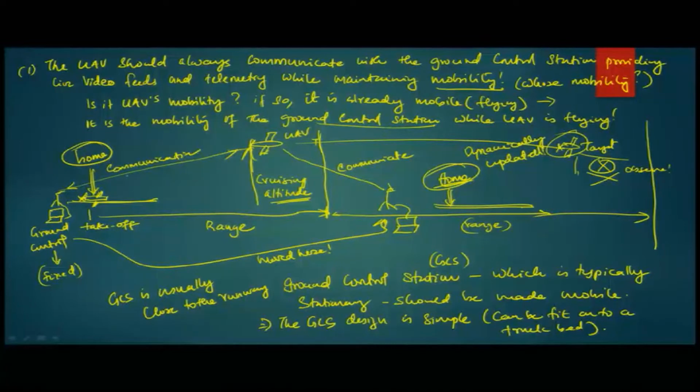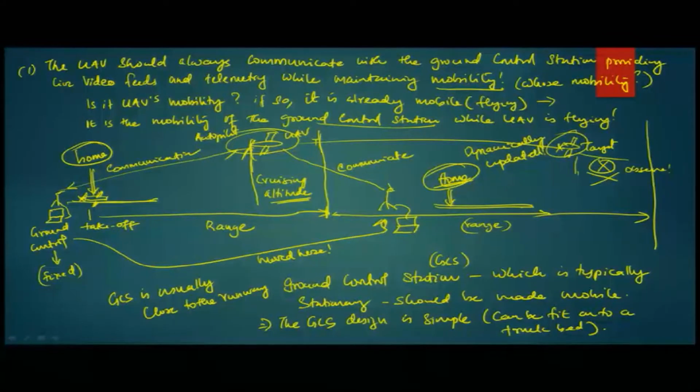So if you go back to the previous diagram, the idea is that you take off from this place, you reach a cruising altitude, engage the autopilot. So this is where the autopilot gets engaged. So it ensures that the UAV will stay in that particular area that you designated. Then you pack and move your GCS right here. The UAV will still remain in communication with the GCS, but the GCS is moving.